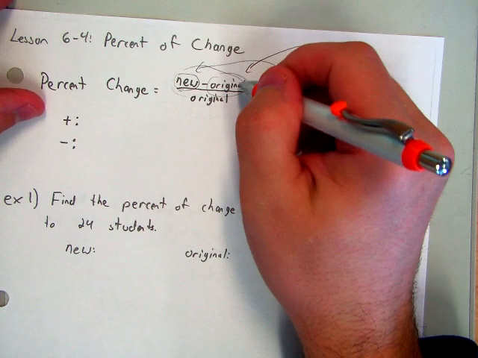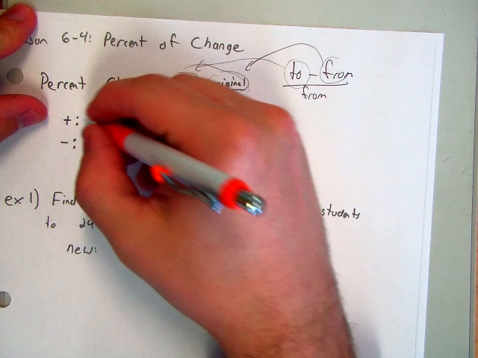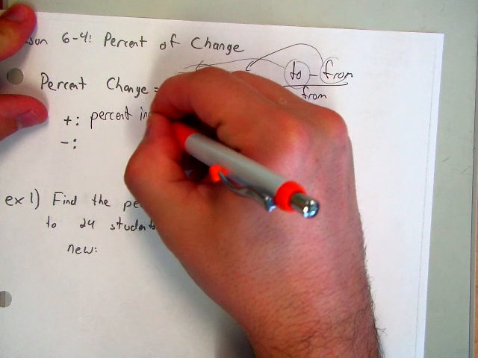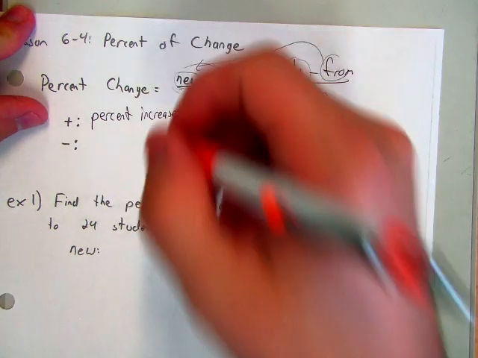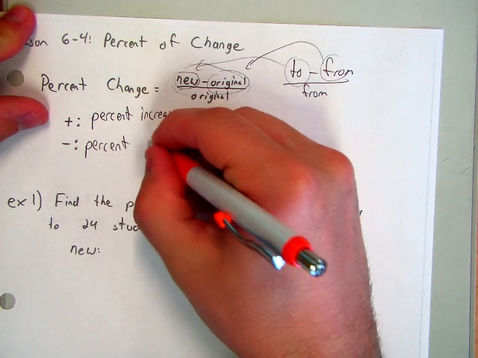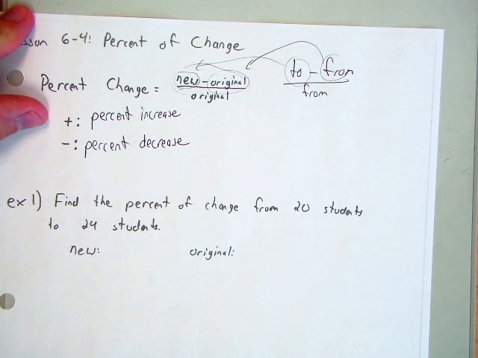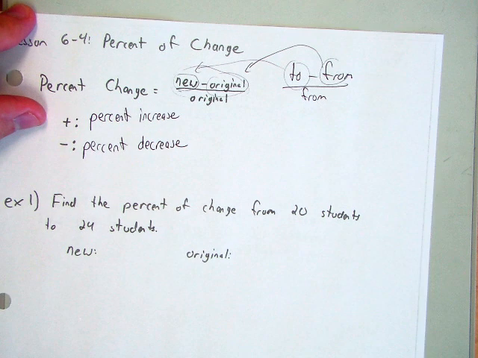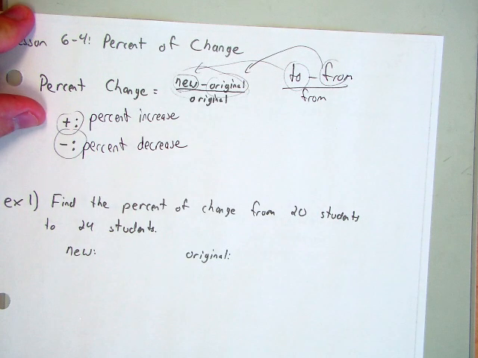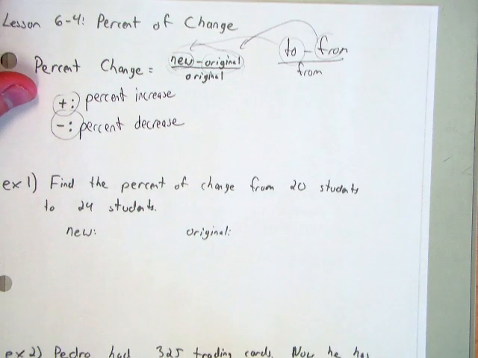Now, once you do new minus original divided by original, you'll get a decimal. If that decimal is positive, it's a percent increase. And if that decimal is negative, it's a percent decrease. The percent out front will always be a positive number, but looking at either a positive or negative answer will give us an increase or decrease. So let's look at example 1.